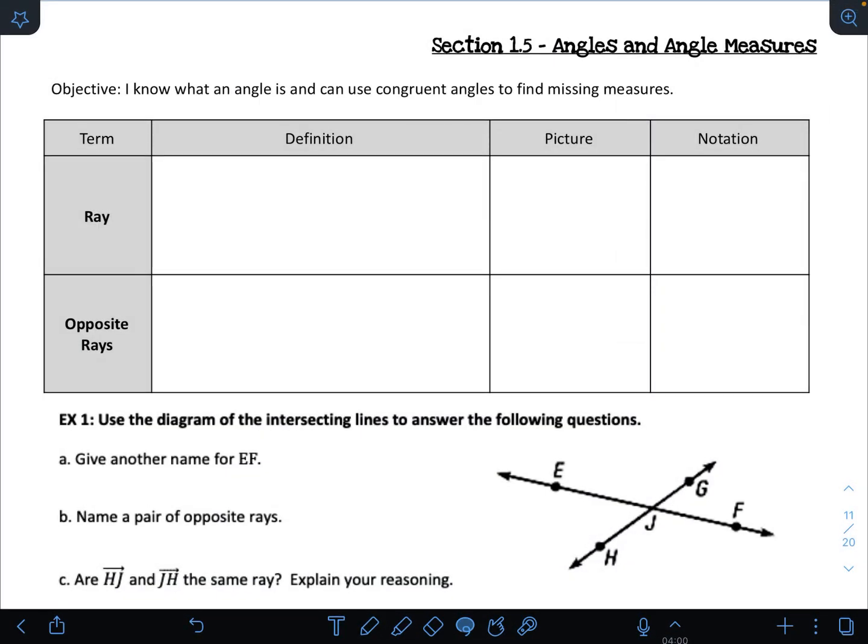Okay, so in this video, we are doing section 1.5, angles and angle measures. And the objective is, I know what an angle is and can use congruent angles to find missing measures.